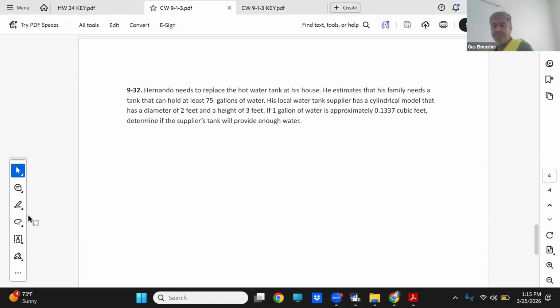Let's see what you guys get. You have to do some conversions also. Hernando needs to replace the hot water tank at his house. He estimates his family needs a tank that can hold at least 75 gallons of water. His local supplier has a cylindrical model with that diameter and that height. If 1 gallon is approximately that many cubic feet, will the supplier's tank provide enough water, because the family needs 75 gallons?